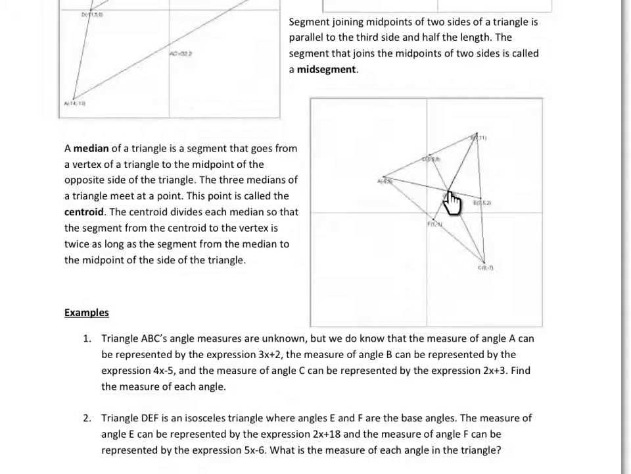So this segment from the centroid to the vertex is twice as long as this segment right here, from the centroid to the midpoint. And again, this one is twice as long as this one. Alright, let's look at some examples.